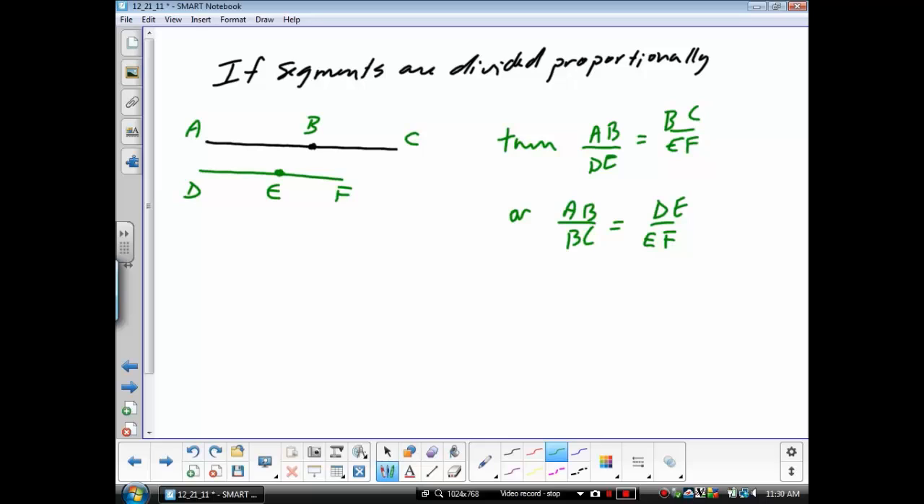Or we could even say that AB is to the whole length, AC. Because remember the property of proportions where you can add the denominator to the numerator. AB plus BC over BC is the same thing as AB over AC equals DE over DF equals DE plus EF over EF. So all the properties of proportions here are going to be true. They are divided proportionally.